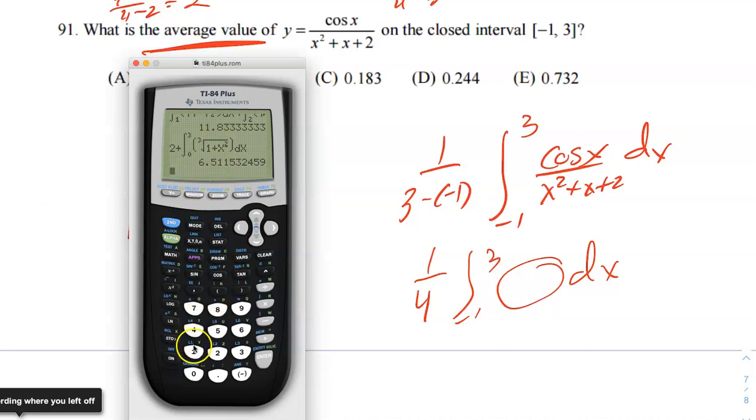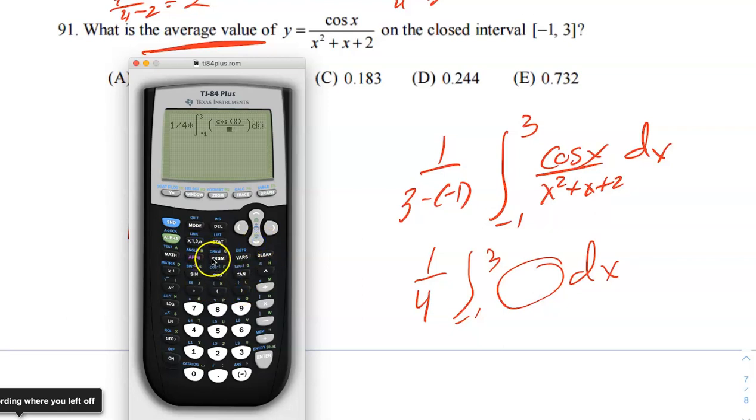So let's go 1 divided by 4 times the integral, math 9, negative 1 to 3 of, I need that fraction, alpha y equals. I'm putting fractions to be sure I put them there. Whoops. It's alpha y equals, I put second for some reason. And then cosine x. Close that parenthesis.